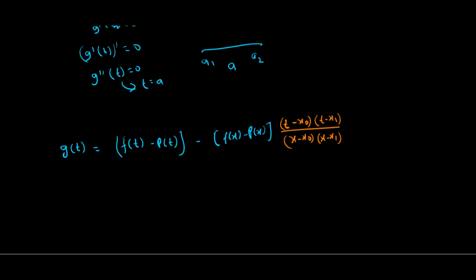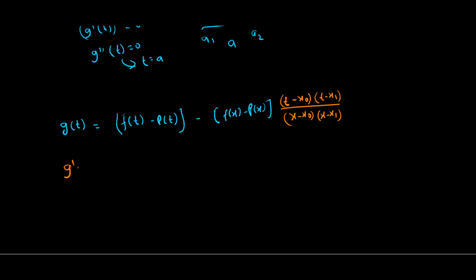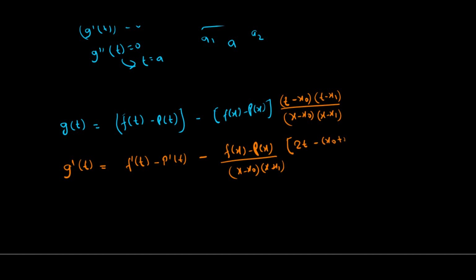What we will do is we will differentiate this equation, and this will be equal to g dash of t. And g dash of t will be f dash of t minus p dash of t, and here this term will be treated as constant, f of x minus p of x, and this term also. So what we will be left with is minus f of x minus p of x upon x minus x0 into x minus x1, and when we differentiate this term, you will get 2t minus x0 plus x1.